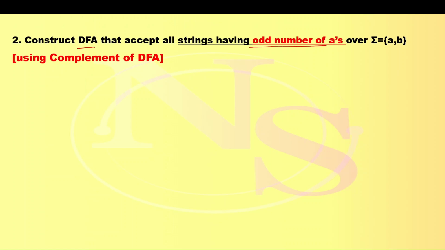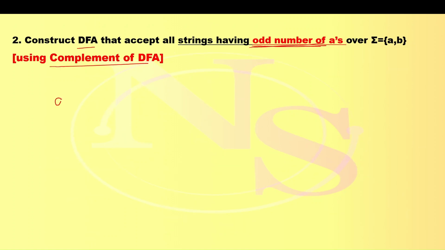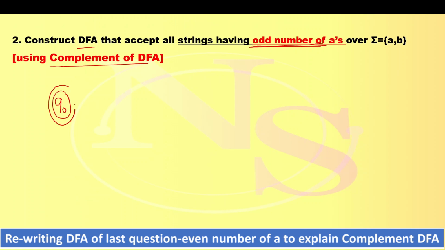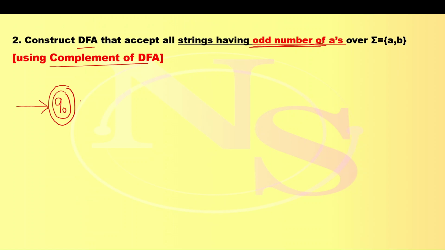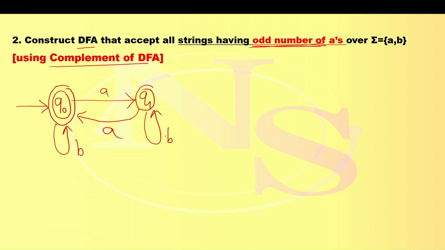Second question is: construct DFA that accepts all strings with an odd number of A's. Answer to this question we can find using the complement concept, complement of DFA. As we need to find DFA for odd number of A's, we have a solution for even number of A's. If I draw the same automata for even number of A's here, Q0 is my starting state and it's a final state. This is the answer to the previous question, and there is a transition for A to the state Q1, and from Q1 there is a transition for A to Q0, and there is a self loop for symbol B. This is for even number of A's.